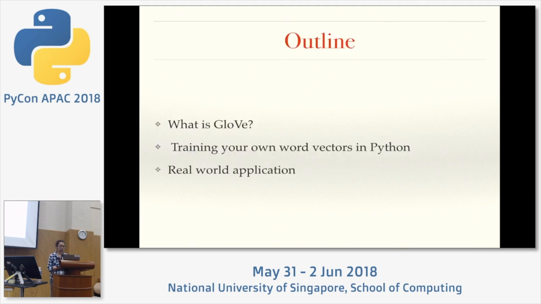So I'll be covering today what GloVe is, an overview of the math behind this algorithm, and training your own word vectors using Python. So this is where GloVe Python comes in. There's an implementation of GloVe by Stanford, but it's not written in Python, and I'm a Python user. So it is very helpful for me that I found this package already been done. And as a real world application, I share a project that I once worked on that uses this GloVe Python package and applies it to the healthcare space.